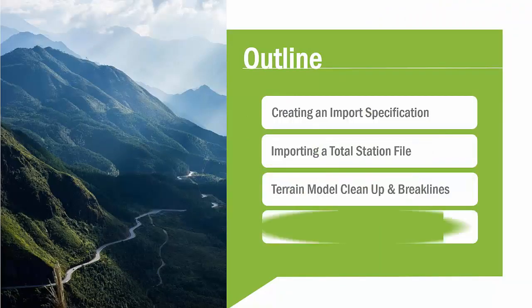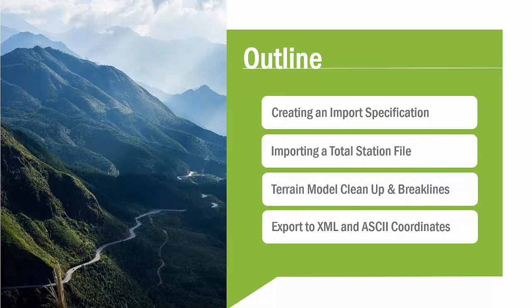So just a quick outline of what we will be covering today in the webinar. We'll talk about creating an import specification, which is a special file in RoadEng that allows you to read in a total station file and create an accurate terrain model with that file. Then we'll talk about actually importing that total station file. We'll show you how to work with a terrain model that's been created using a total station file, show you some techniques for cleaning up a terrain model and working with break lines. And then finally, we will cover export to XML and ASCII coordinates, different applications for that. We'll show you how to do that in RoadEng.